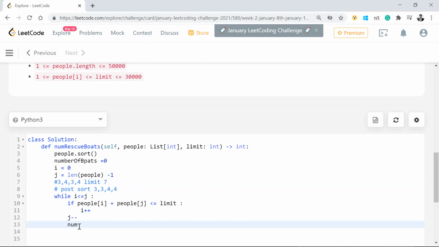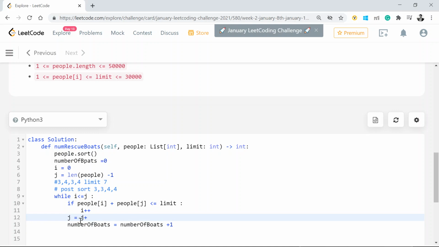Number of boats equal to number of boats plus 1. j is equal to j minus 1, i is equal to i plus 1, right? Now this is boats. Right? So this is it.